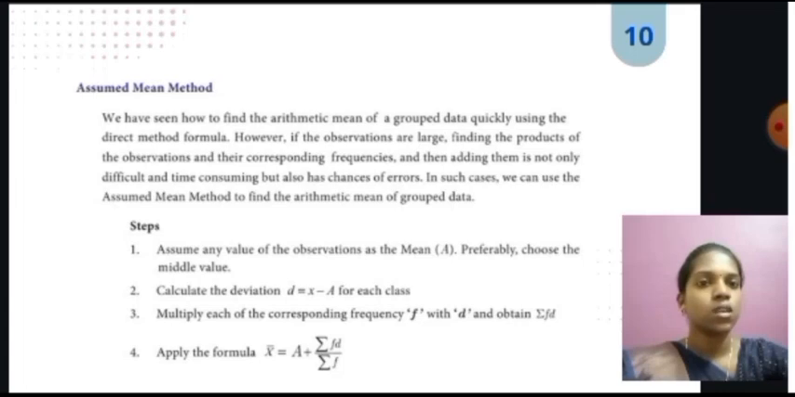First one is assume any value of the observations as mean A. Preferably choose the middle value. Calculate the deviations d equal to x minus a for each class. Multiply each of the corresponding frequency f with d and obtain summation fd. Apply the formula x bar equal to a plus summation fd divided by summation of f.